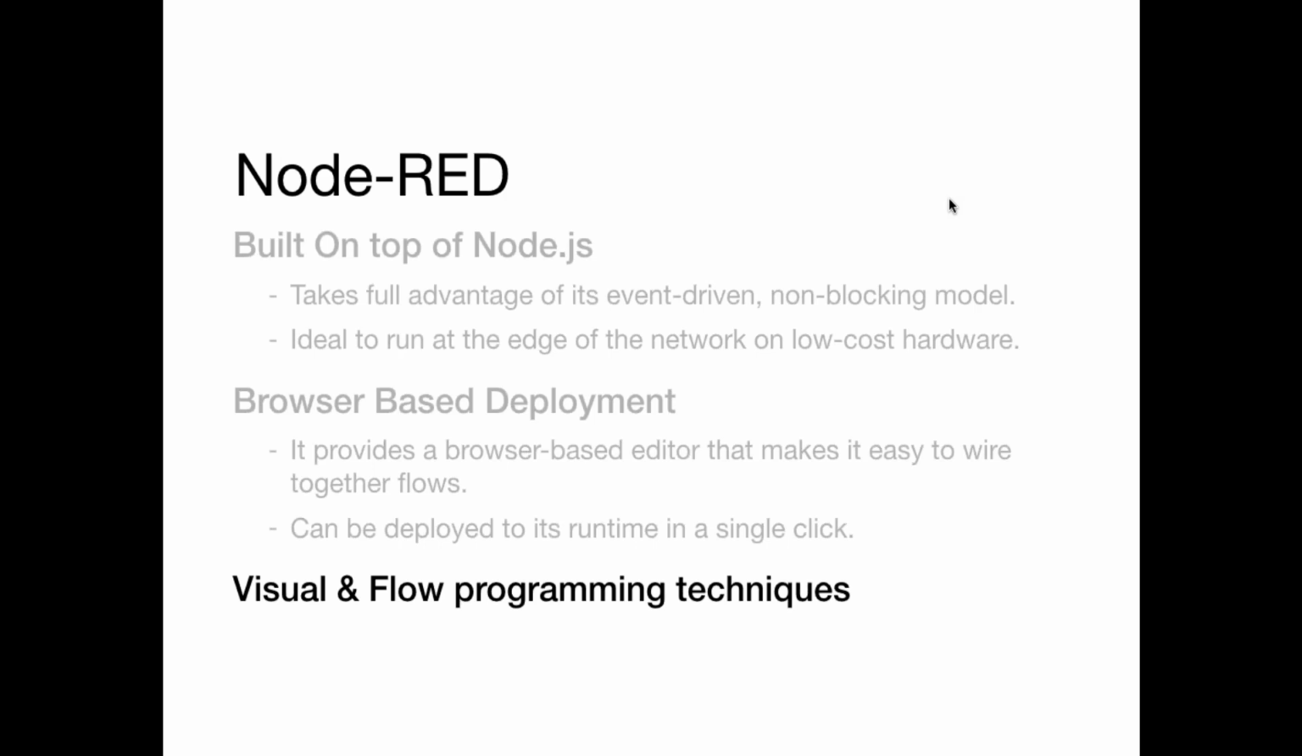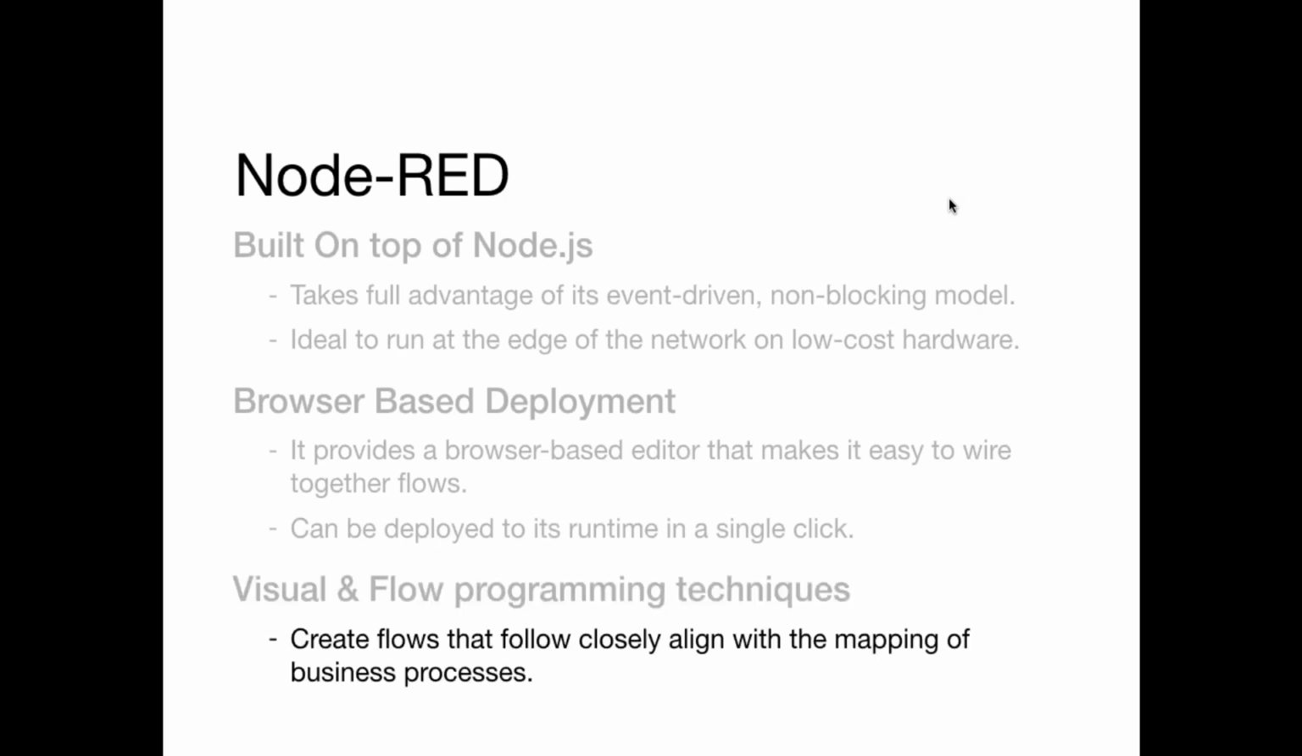It also has something very interesting and very special that I really like, and that's visual and flow programming techniques. Flows are created that align very closely to the mapping of our business processes, right? A package is delivered, that package is then opened, and then given to the correct person, right? Those are three separate events that occur linearly for an entire process. The way that we would describe that event of receiving a package is the same way we would program or code a NodeRed flow.